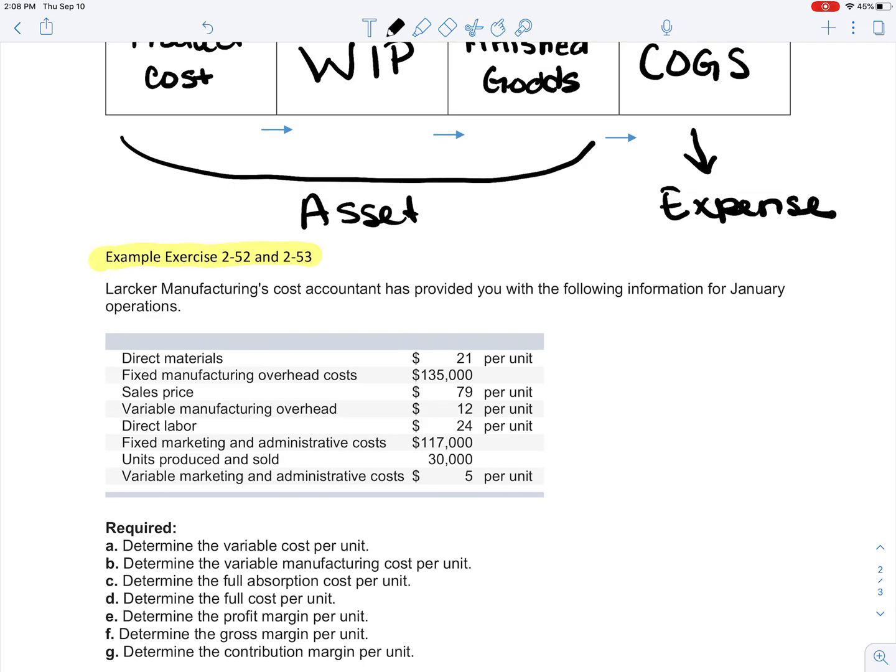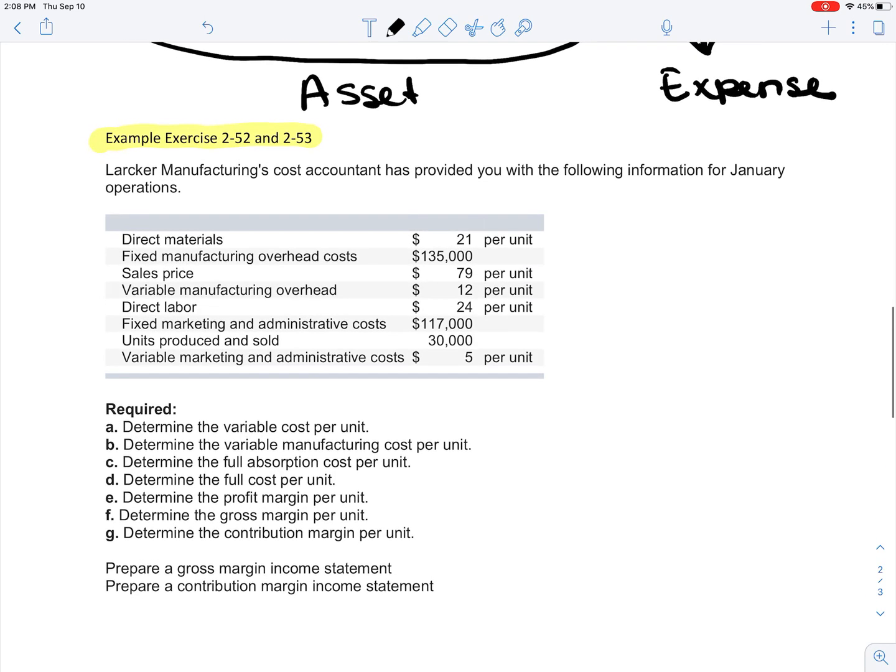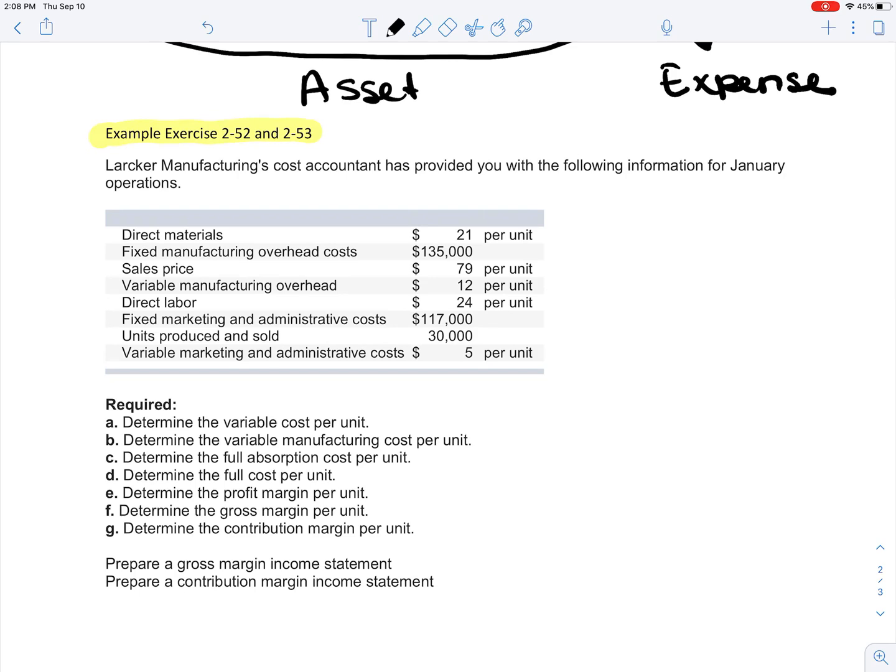What we need to do is dissect this and kind of pull it apart for use in our financial statements. So looking at this information, the first item that they want is our variable costs. We can go through and highlight anything that is a cost and a per unit we know is a variable cost. But what we want to determine is the difference between a manufacturing cost and a variable cost.